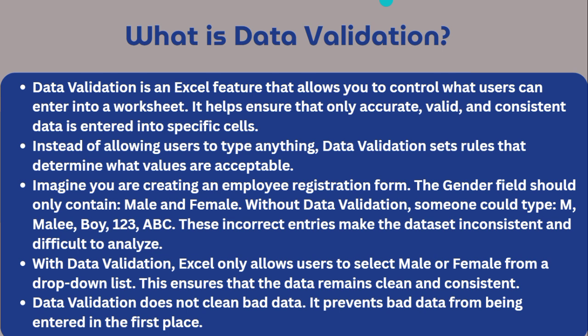So instead of allowing users to type anything, data validation sets rules that determine what values are accepted. Imagine you are creating an employee registration form and the gender field should only contain male and female. Without data validation, someone could type male, boy, and so on and so forth in that place. But data validation will be able to streamline what the person is doing.